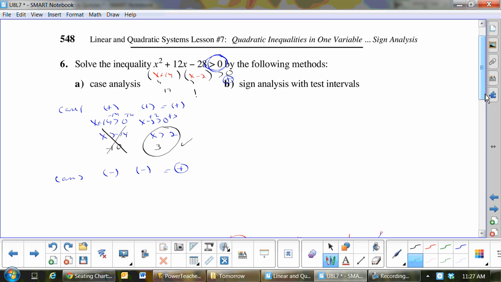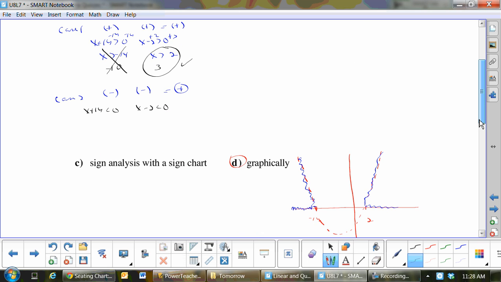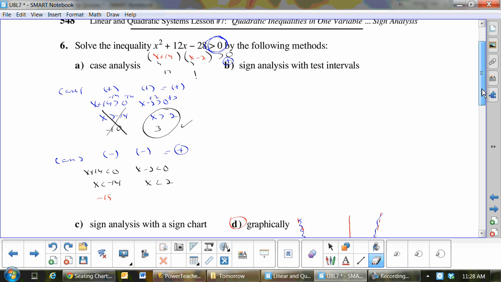Okay, now let's do my negative times a negative. So x plus 14 is less than 0, and x minus 2 is less than 0. So x is less than negative 14. x is less than 2. Now again, pick good test intervals. Less than negative 14, well, negative 15. Plug negative 15 in here, okay?